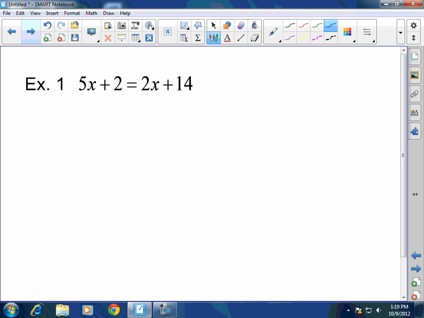So in this particular case, I'm going to stick with the positive x's. So I got 5x and I got a 2x, right? Well, I'm going to go ahead and subtract 2x to both sides.